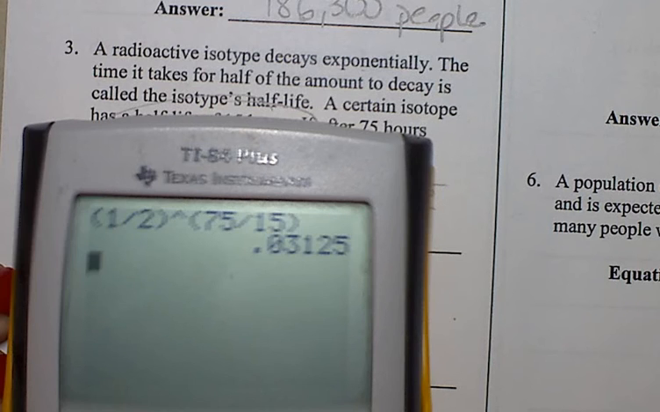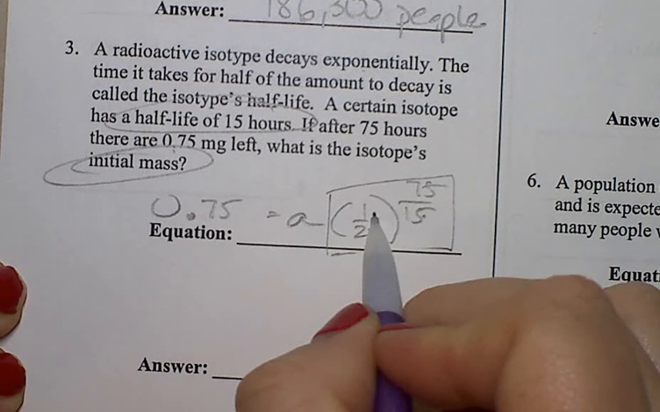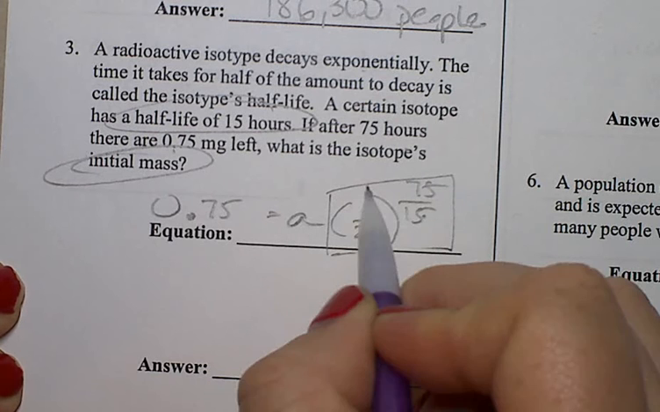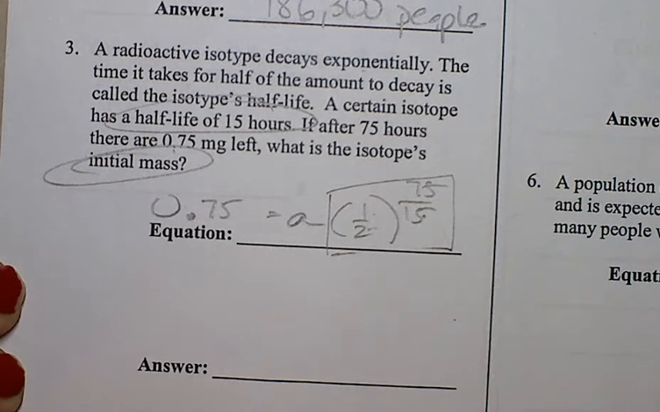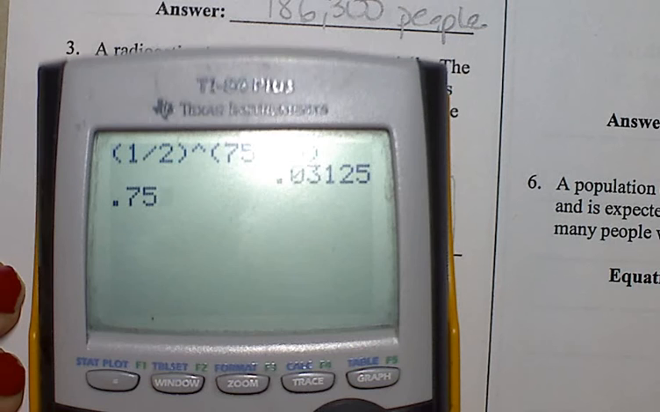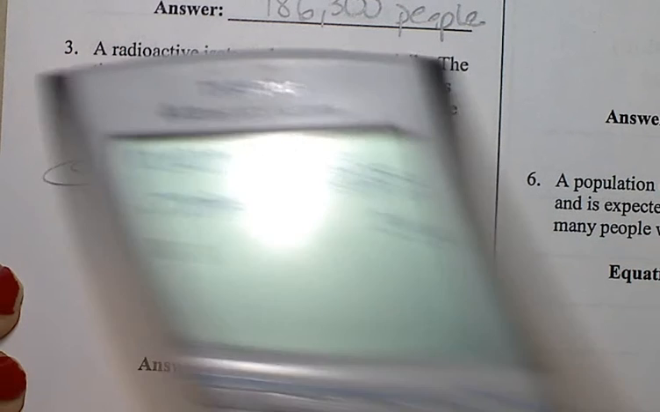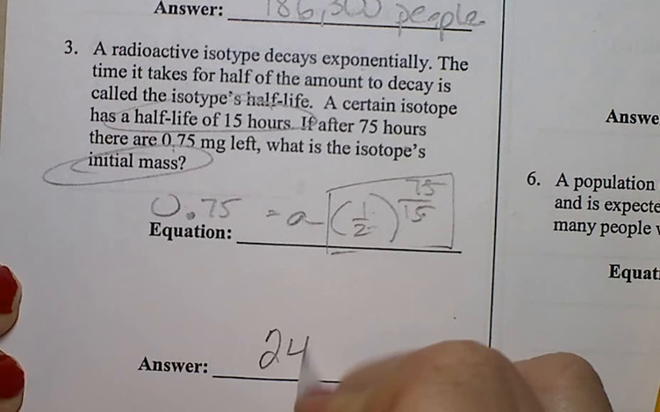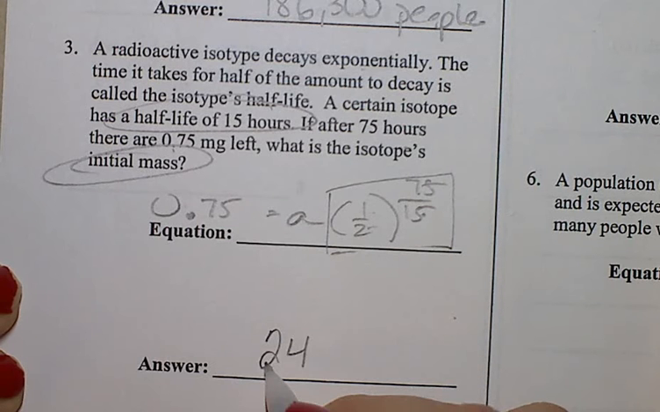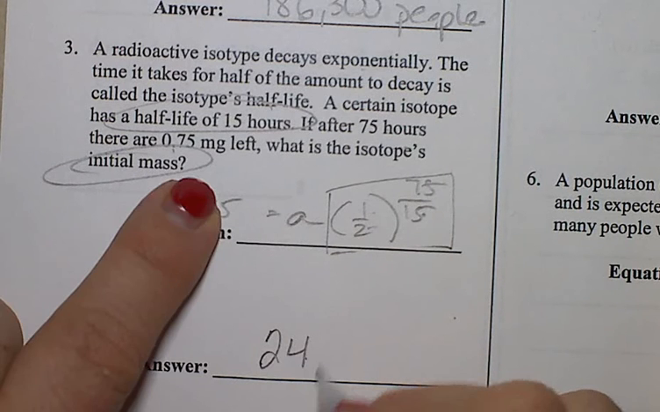This represents this amount. And right now, A is being multiplied by this amount. To isolate the A, we're going to divide both sides by this amount. So 0.75 divided by this original amount, and the answer is 24. So what is the isotope's initial mass? 24. And it is in terms of, we've got to look up here, 24 milligrams.